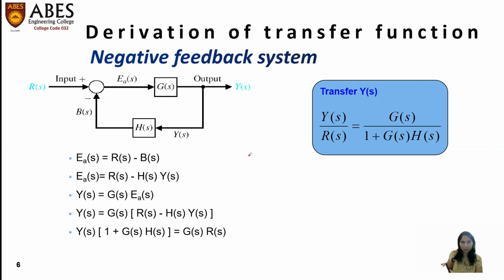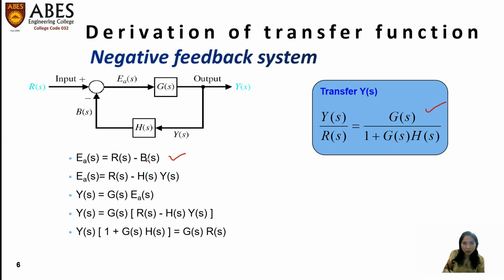So let's start the derivation for the negative feedback closed loop system. Just look at this diagram. How will we proceed to get this expression? Our aim is to get the expression of the transfer function of the negative feedback system, right? So we will start with this. What is E_a(s)? E_a(s) is the error signal. So we can say that R(s) has a positive sign, B(s) has a negative sign. So we write E_a(s) is equal to R(s) minus B(s). This is the first equation we have written, right?